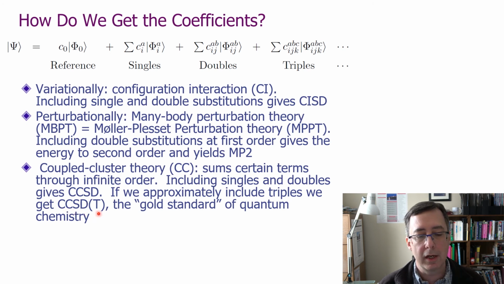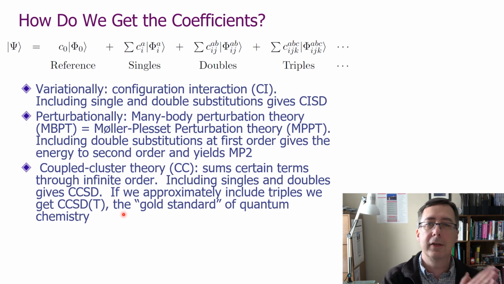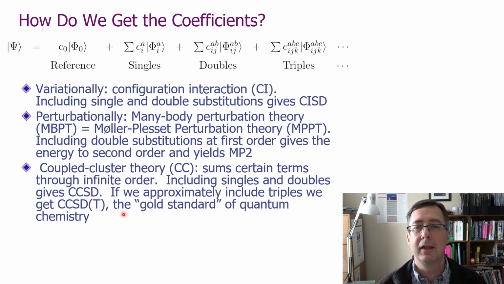This approach, hopefully you've heard of it because it's very, very good. Some people call it the gold standard of quantum chemistry because it tends to give very accurate results as long as you're not delving into certain problem areas like literally breaking single bonds and diradicals and some other things where then the accuracy can start to suffer.